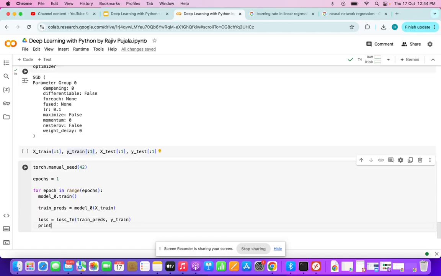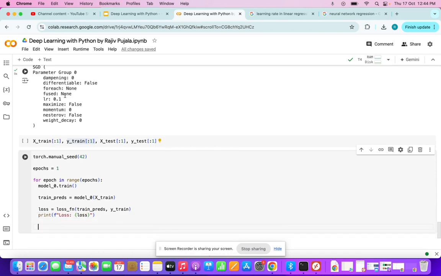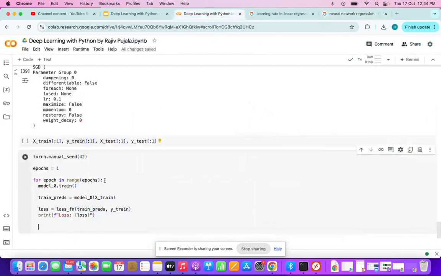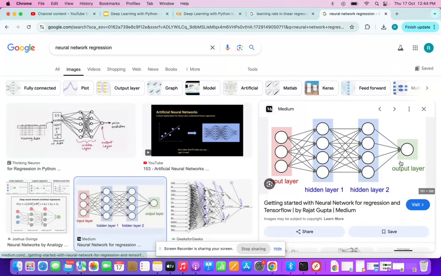So let's print the loss here. Okay, and now we have come all the way over here, and I would like to reset the gradient. So optimizer dot zero grad, right? And now let's calculate the loss in the backward. So again, calculate the losses in the backward.